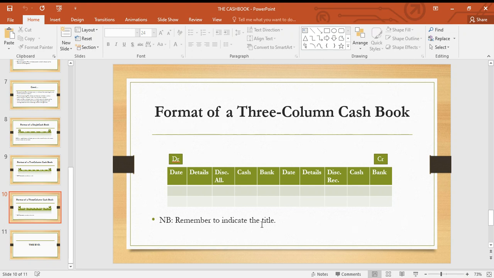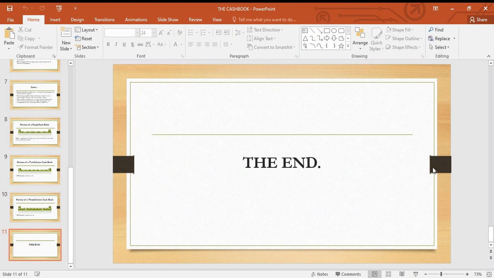Again, remember to indicate the title for every cash book you prepare. Any question up to there? Any question? Any clarification?